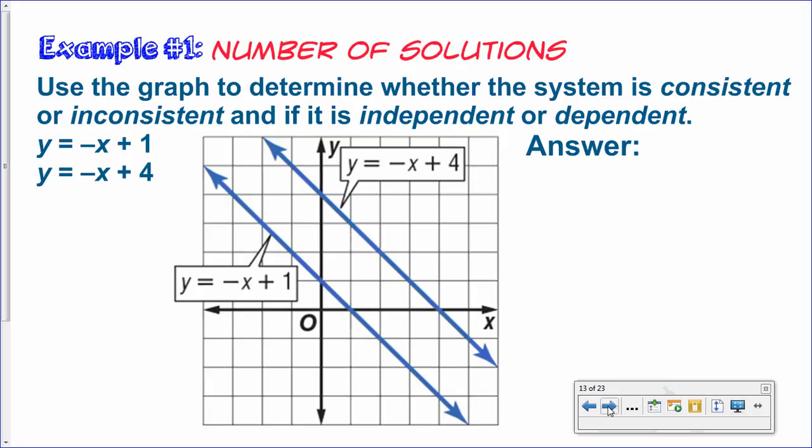Look at this one. Use the graph to determine whether the system is consistent or inconsistent, and if it's independent or dependent. What are these two lines doing? Parallel. How do I know for sure that they are parallel? I have to compare the slopes. Slope here is negative 1 over 1, negative 1 over 1. So what's my answer to this? Look at your chart, which we just went over. Inconsistent, right?